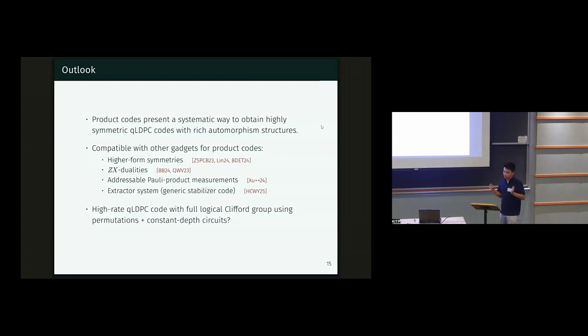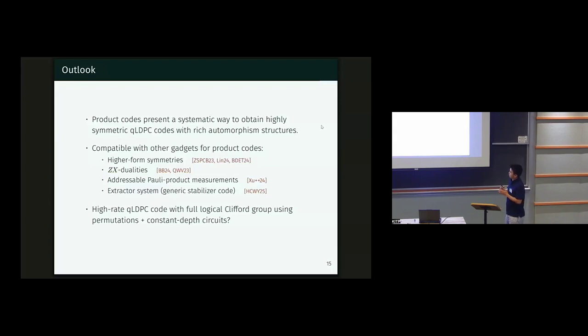Okay, and to conclude, hopefully I've convinced you at least that looking at permutation symmetries is an interesting thing to look at for codes in terms of fault tolerance. And I'll also say these automorphisms are very compatible with other gadgets or product codes. The one I just described, you can describe in terms of higher form symmetries actually, just the intersection point property.